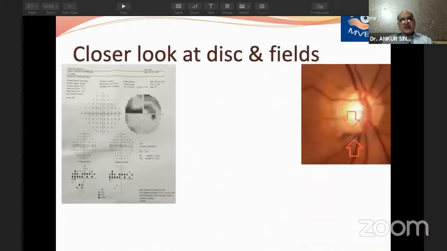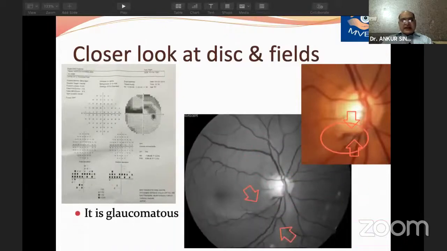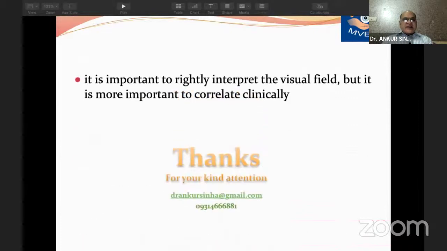So we have a closer look here. We have a disc hemorrhage here, and the loss of nerve fiber layer, which can be seen as a nerve fiber layer defect. And this falls into the severe category because of this 0 coming close to fixation. So in the end, I would just like to say that it is important to rightly interpret the visual field, but it is more important to corroborate it clinically with the patient's findings. Thank you for your patient hearing.